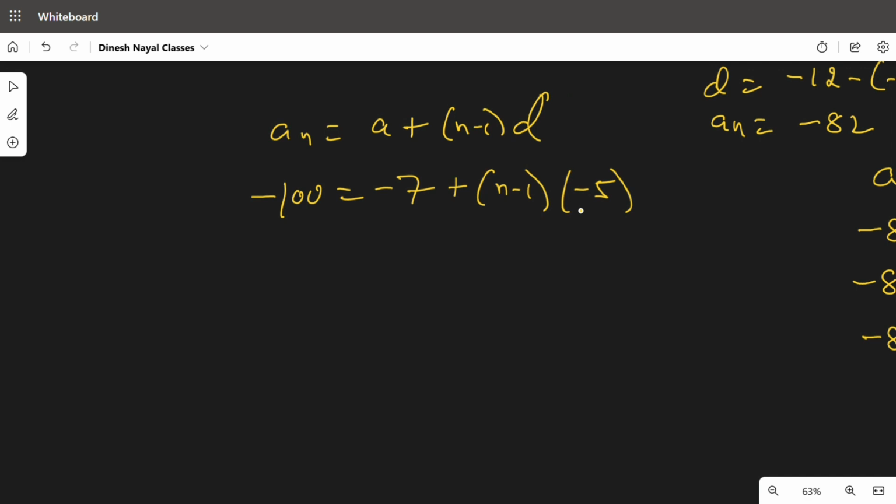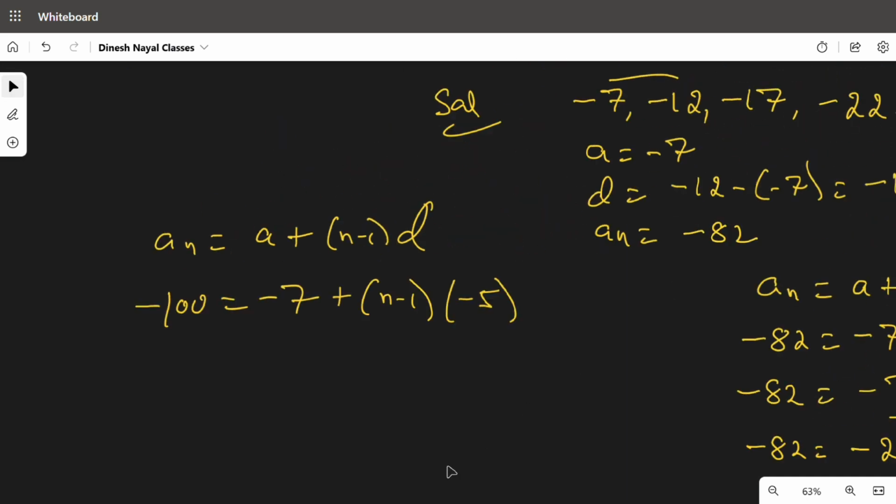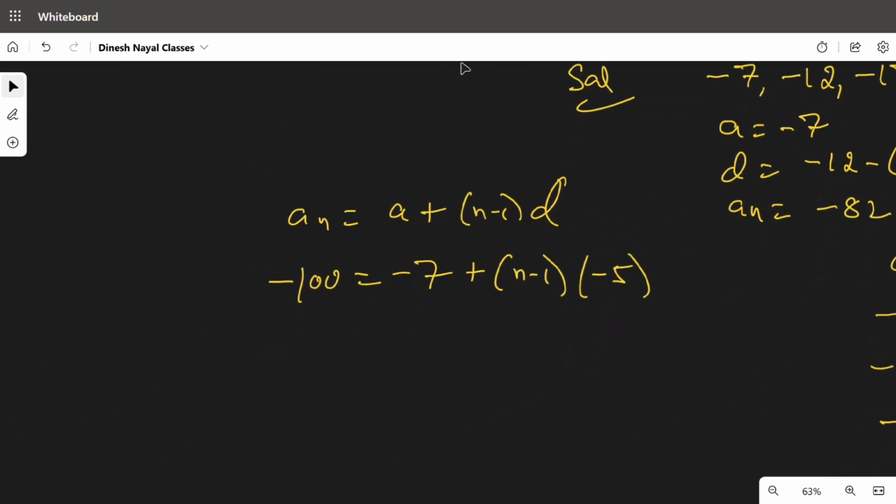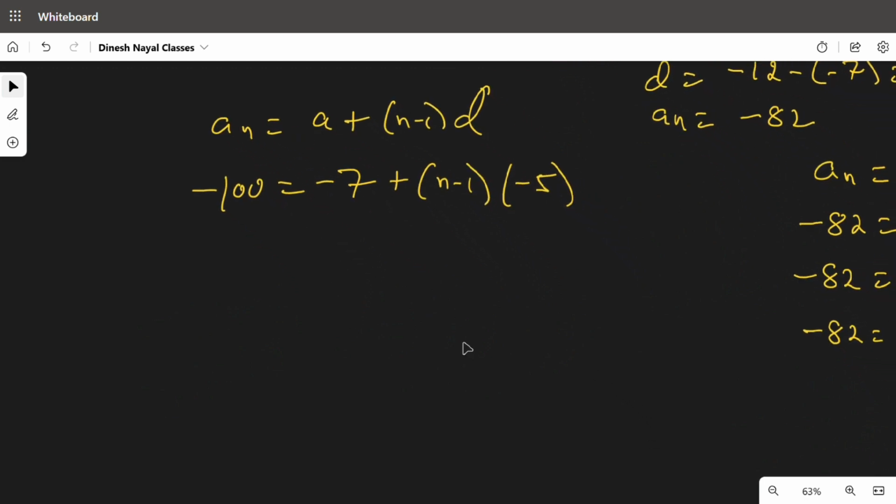What we are going to do is solve it and we will get the value of n. Now, if n comes out to be an integer, then minus 100 will be a term of an AP. But if n comes out to be a fraction, then it is not a term, because n has to be an integer. It cannot be a fraction.